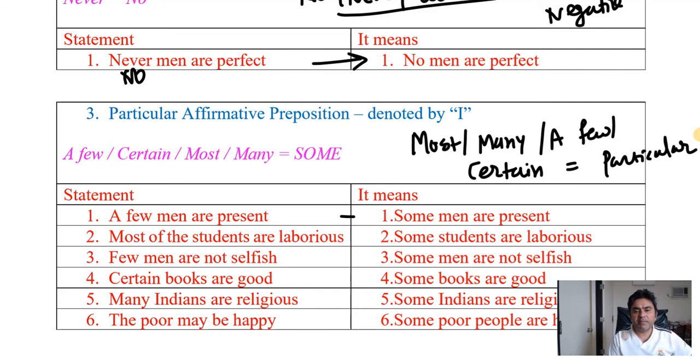Many poor may be happy. The poor may be happy. It means some poor may be happy.